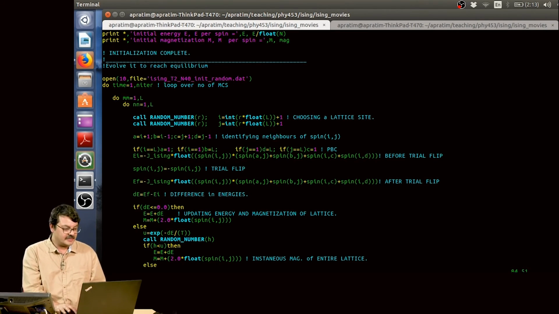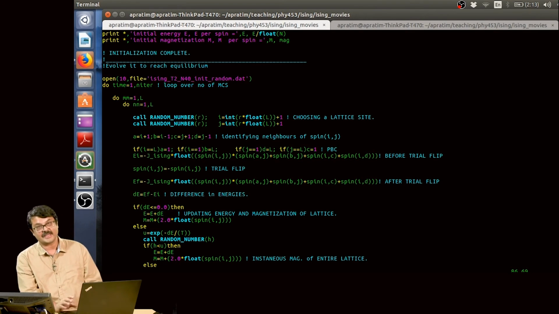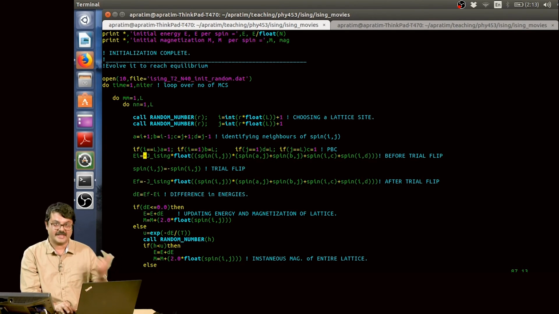We are identifying the neighbors just as we did previously. Here we are again implementing the periodic boundary condition in case i or j is on the boundaries of the lattice, and here we are calculating the initial energy for spin i j for a particular value of spin, and the formula is exactly the same as previously, except previously we were adding the energies. Here I am just looking at the energy of a particular spin i j and its energy with its neighbors, right.